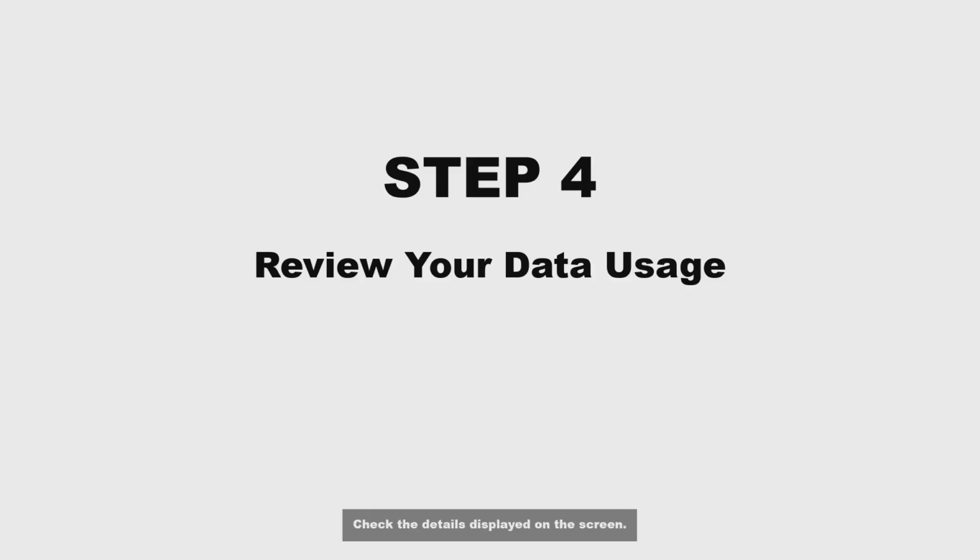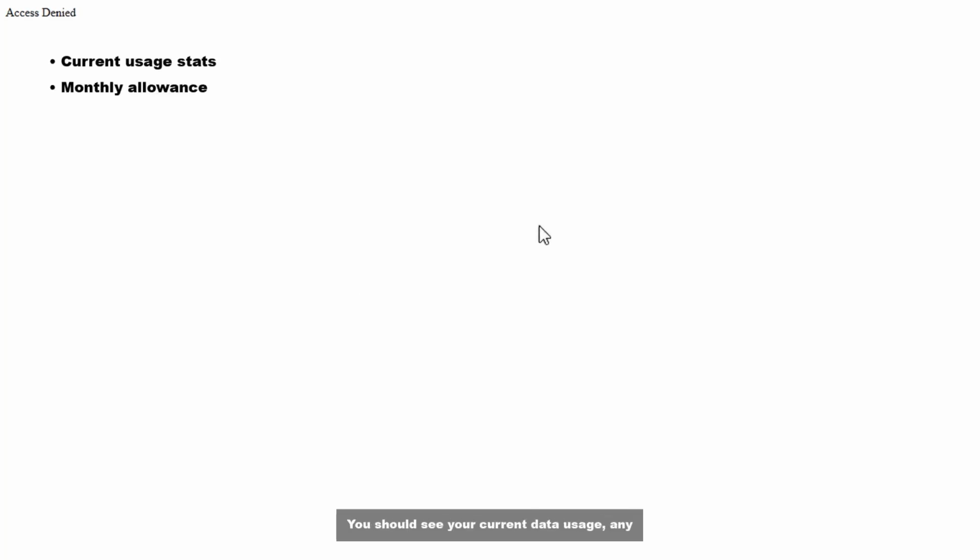Step 4. Review your data usage. Check the details displayed on the screen. You should see your current data usage, any rollover data, and your monthly allowance.